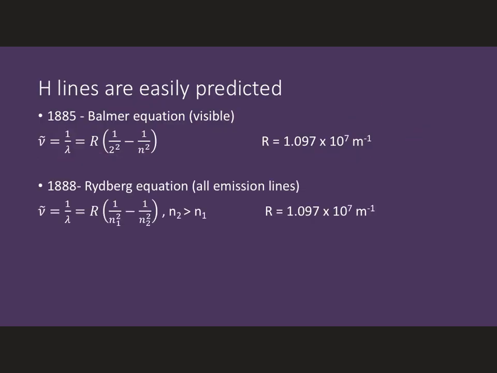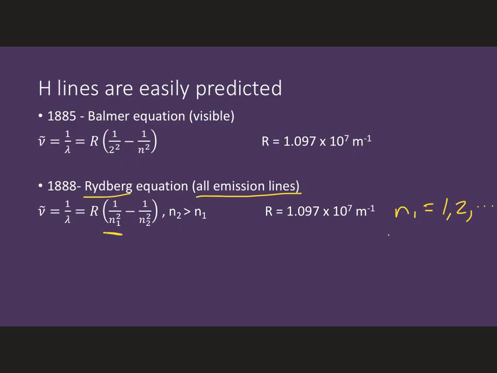A couple years later, a second scientist, Rydberg, comes along and is now looking at all of the emission lines. This includes the infrared and lower energy photons primarily. He finds the same type of relationship and says, wait a minute, it's not just for the visible, it works for all of our emissions. The only substitution we have to make is now, instead of 2 squared, I have n1 squared, where n1 is just, again, an integer. It can be 1, it can be 2, and so on and so forth.